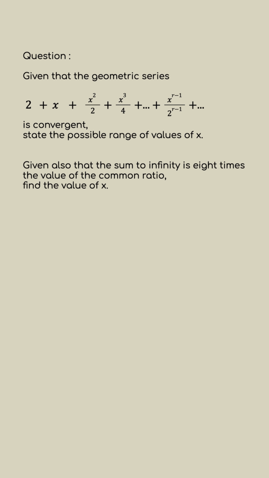Question. Given that the geometric series 2 plus x squared over 2 plus x cubed over 4 and so on is convergent, state the possible range of values of x. Given also that the sum to infinity is 8 times the value of the common ratio, find the value of x.